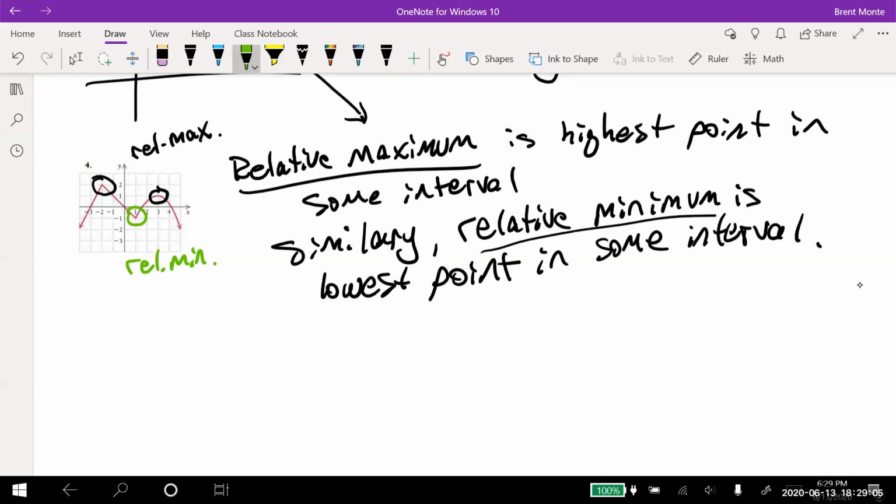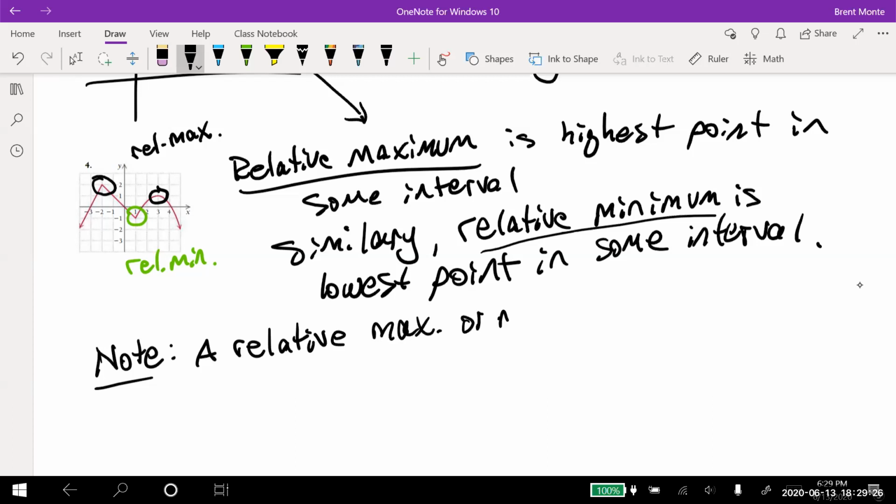Okay, so that's the idea of a relative maximum or a relative minimum. But what I want to point out is if we want to try to find these, note a relative maximum or minimum, we'll abbreviate these. A lot of times they just call them extremum or extreme points.